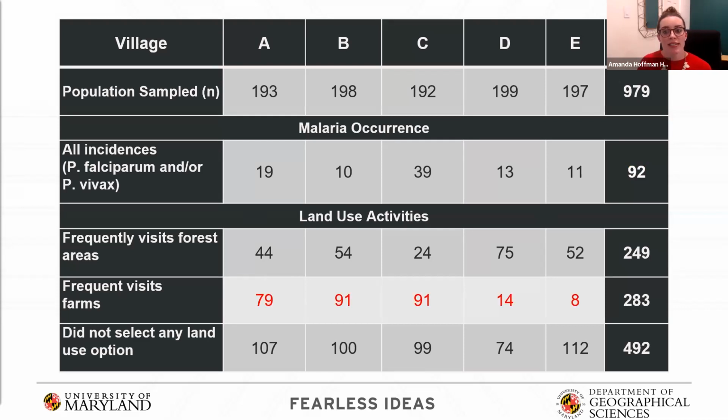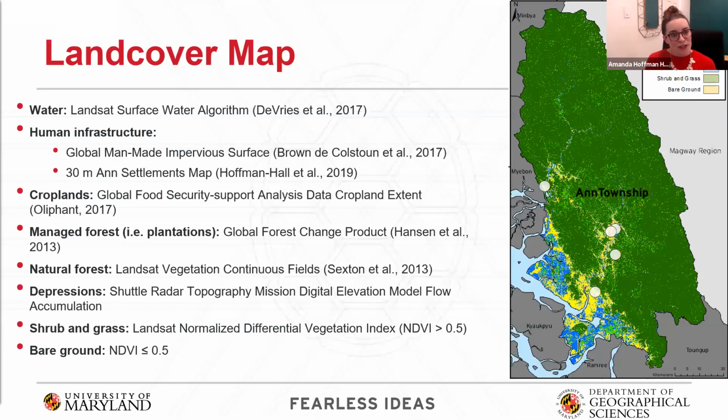How villagers responded to the land use questions also varied quite a bit. Villages A, B, and C reported a lot of farming, for example, while villages D and E did not. Most interesting, though, is that almost 50% of our sample didn't select any of the land use options that we gave them at all. While the field surveys provided that subjective land use data, I used satellite remote sensing to obtain a more objective view of the landscape and compare that to the field survey.